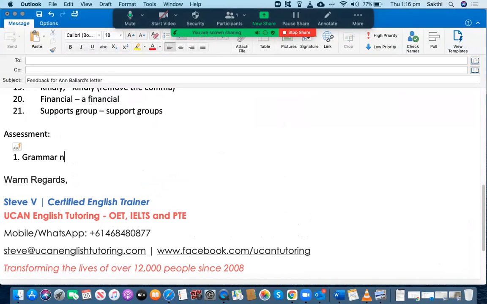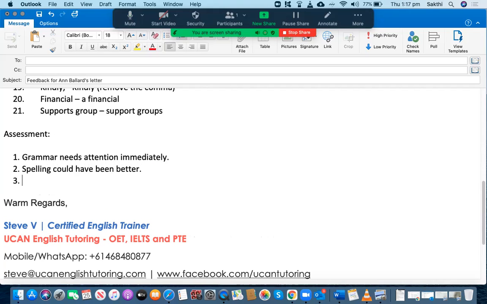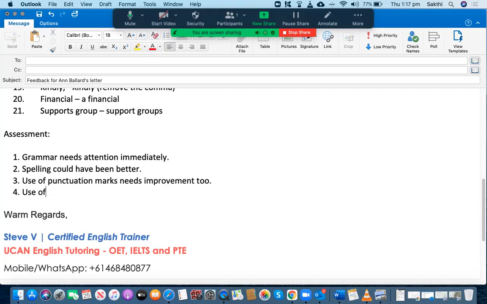One, grammar needs attention immediately. It's not good. You haven't used correct grammatical structures and things like that. Spelling could have been better. Use of punctuation marks is another major area of improvement. Use of punctuation marks needs improvement too. Use of articles, again, articles, prepositions, capital and small letters. What else? Nouns and verbs need to be improved.